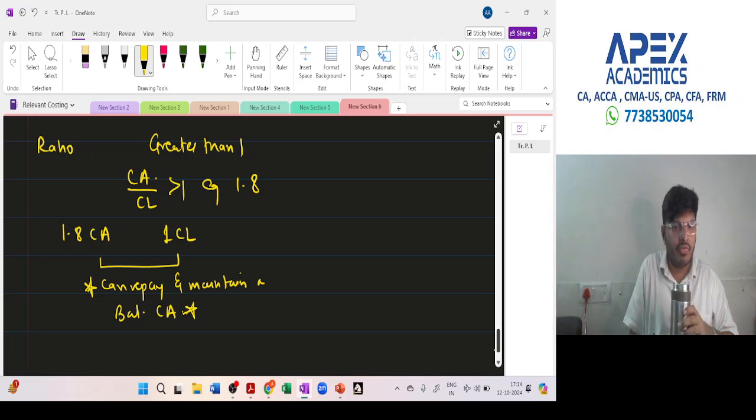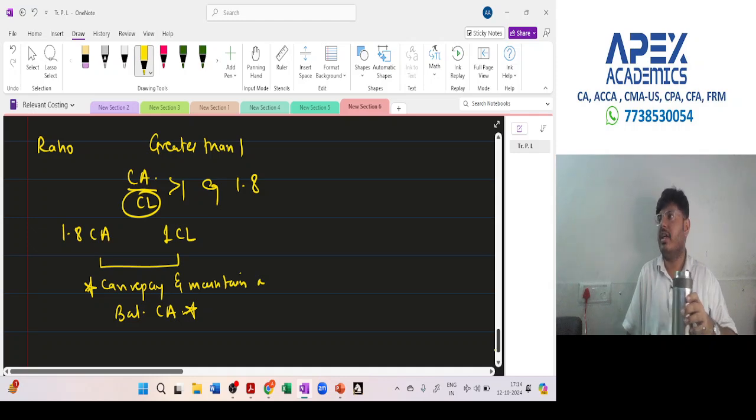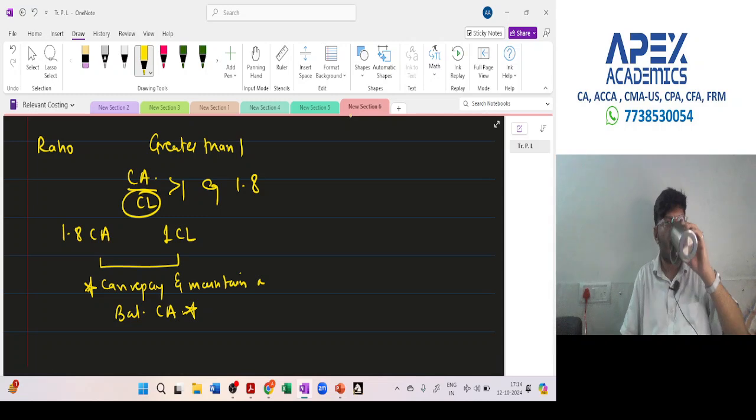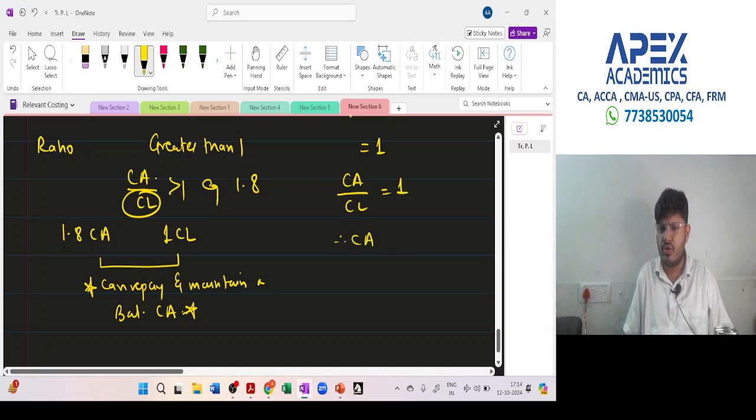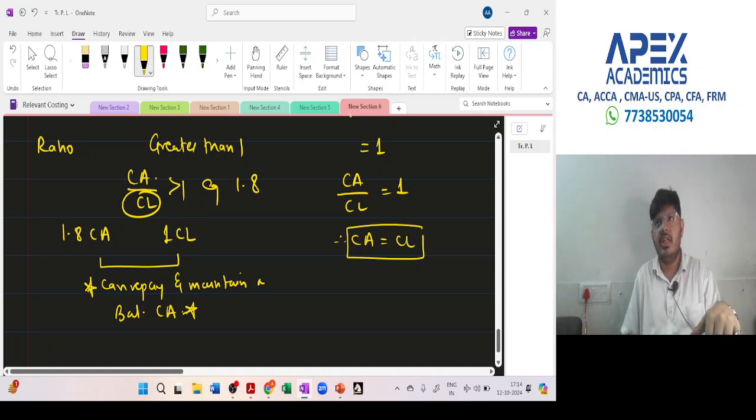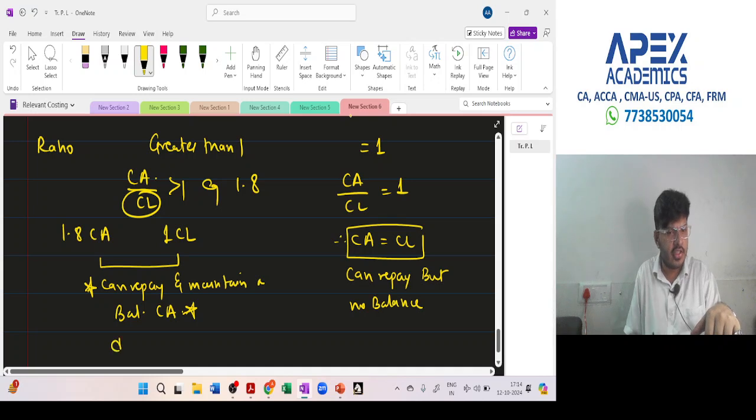So only paying off current liabilities is not enough. You should have money to do business left with you as well. Do you understand? Yes or no? Yes. The ratio can be equal to 1, where current assets upon current liabilities is equal to 1. That shows you that current assets is equal to current liabilities. चलो हमने बाहर के सारे पैसे तो दे दिए. You can repay in this case, but there is no balance. This is desirable.